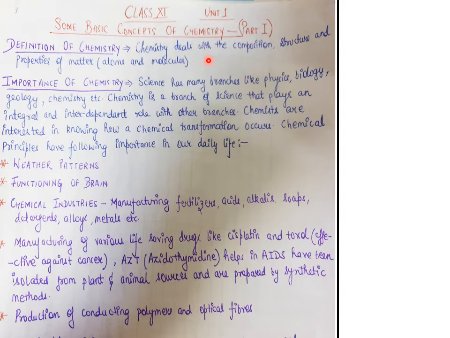Different scientists give different definitions of chemistry, but if I have to tell you the definition in a very simple manner, I would say that chemistry is the study of matter. Whenever I want to study matter, I take the help of chemistry. So first, let us know what is matter. Matter is something that has mass and occupies space. Anything that has mass and occupies space is called matter.